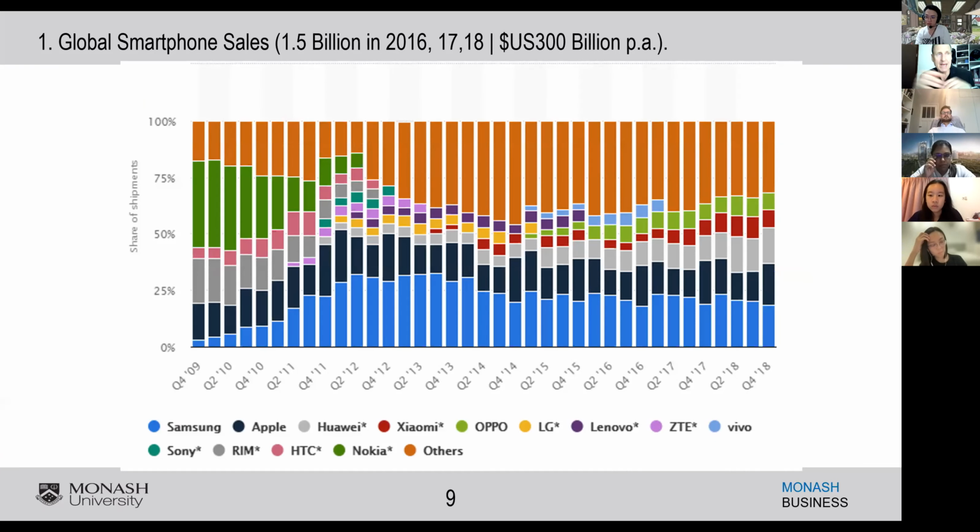Here's an example of what happened over a 10-year period. If we look at the orange, which is others, and the black, notice that Apple has been very steady over the whole decade. But what this doesn't tell you is that Apple has the highest margins out of all of the competing companies for its smartphones. Apple's margins have always been close to about 30%.